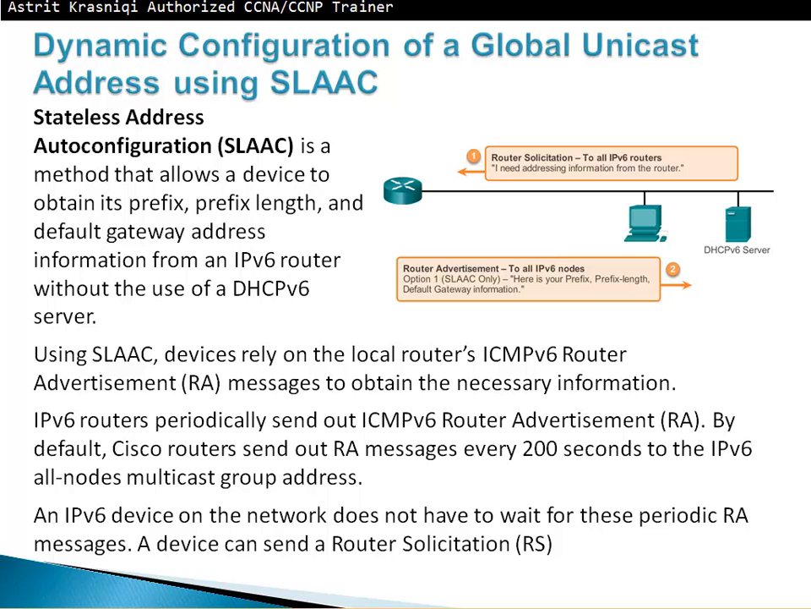They can send something called a router solicitation message, right? So router solicitation says, okay, well, I need an IPv6 address. Please, can you send me that address?